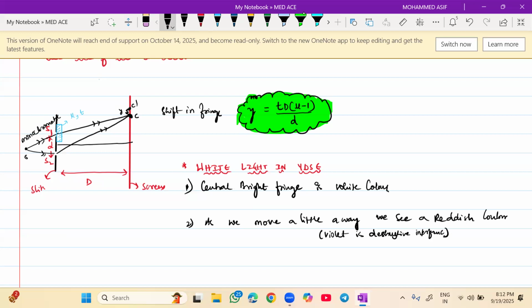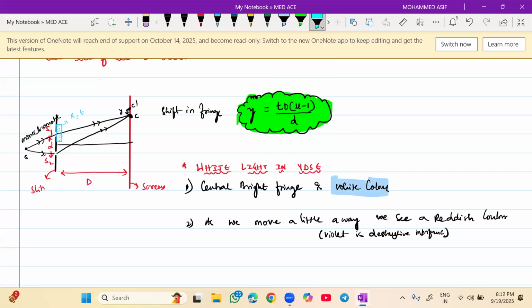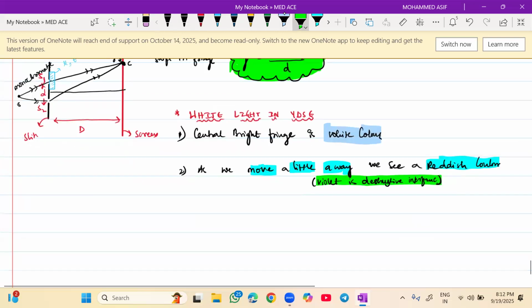So what is the first point you will remember? Instead of monochromatic light, if you are using white light, the central bright fringe will be white. That point you need to remember. Now, as we move a little away, we see a reddish color. And if violet color comes, violet represents the destructive interference. These are the theoretical points you need to remember.